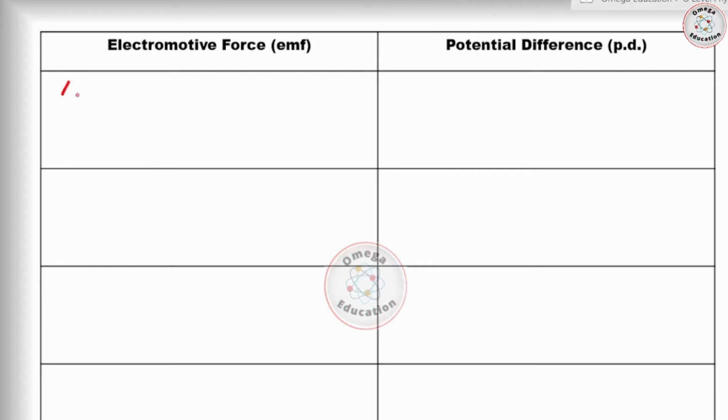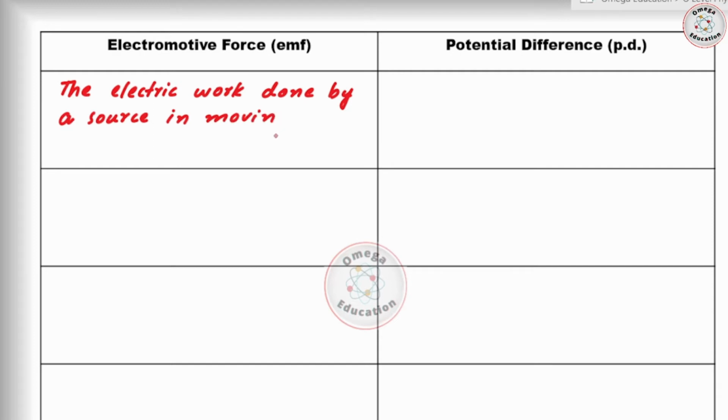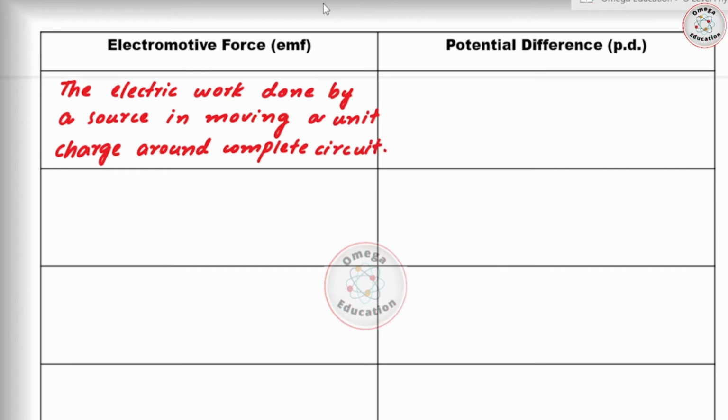the electric work done by a source in moving a unit charge around a complete circuit. So this is how we define the electromotive force in our syllabus for the physics exam.